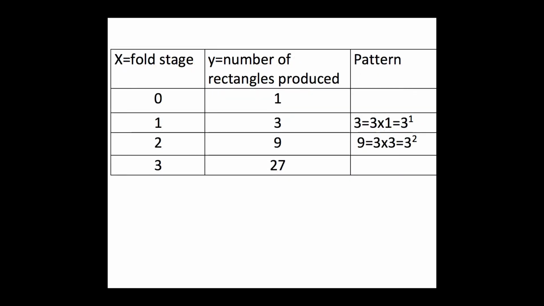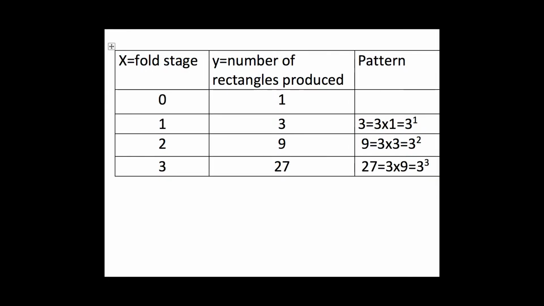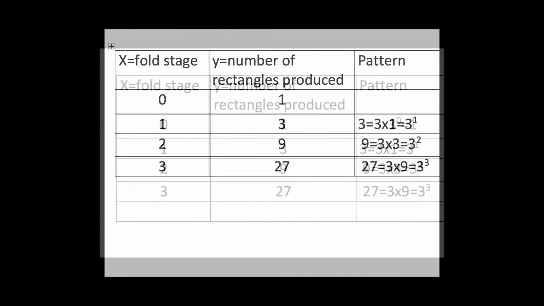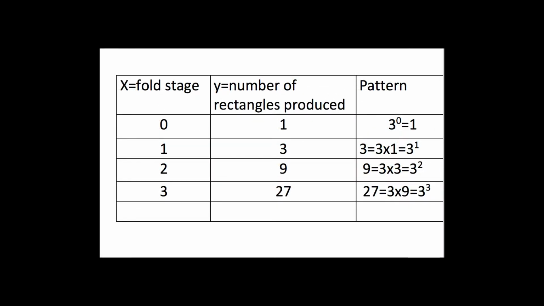With fold stage 2, we formed 9 rectangles. 9 equals 3 times 3 equals 3 to the second power. With fold stage 3, we formed 27 rectangles. 27 equals 3 times 9 equals 3 to the third power. And following this pattern with fold stage 0, we had 1 rectangle. 1 equals 3 to the 0 power.